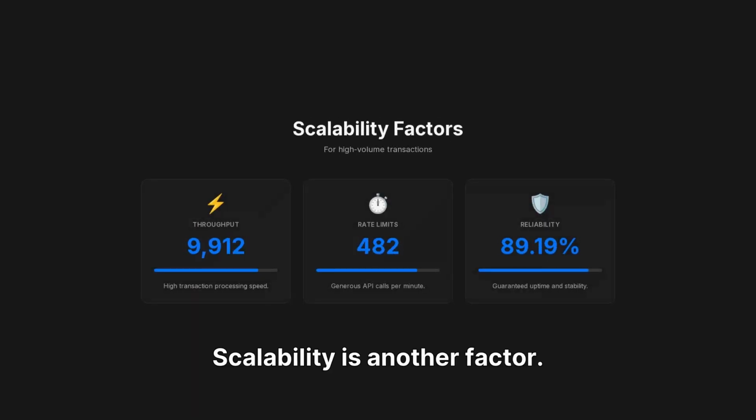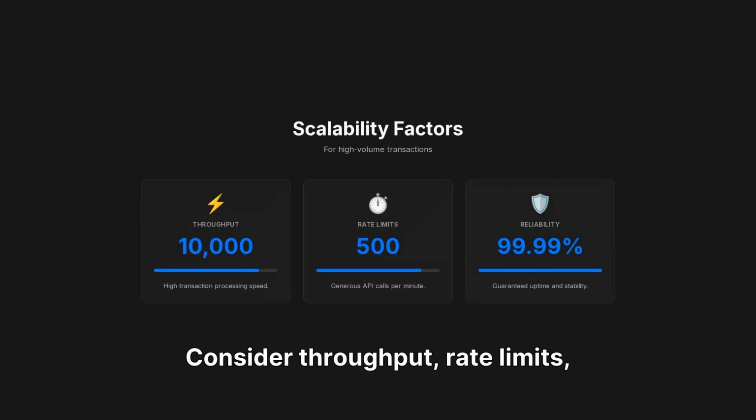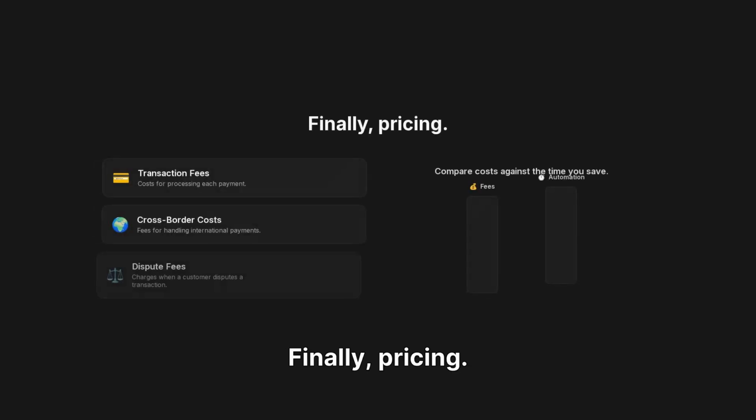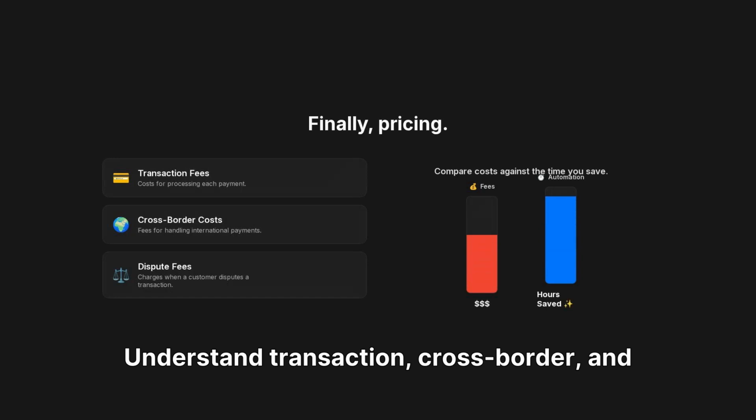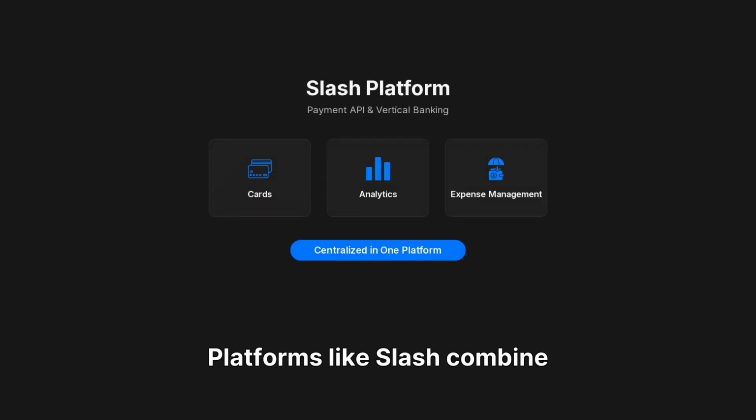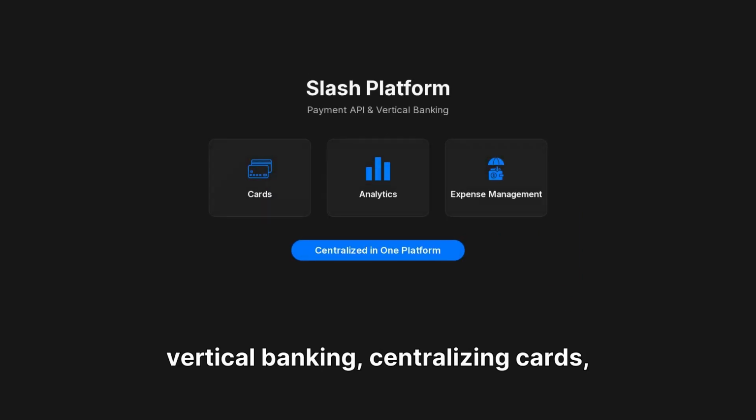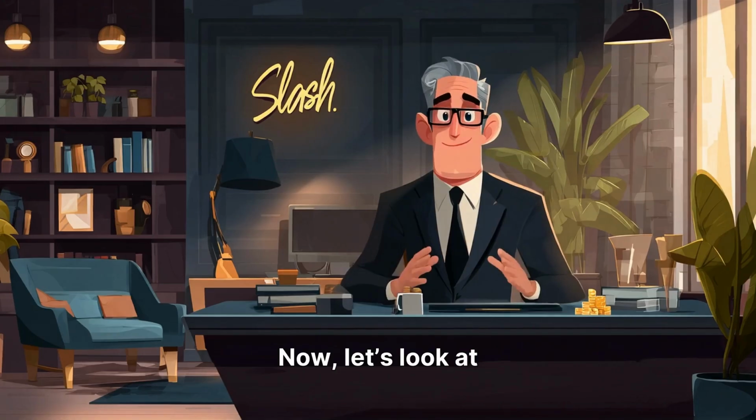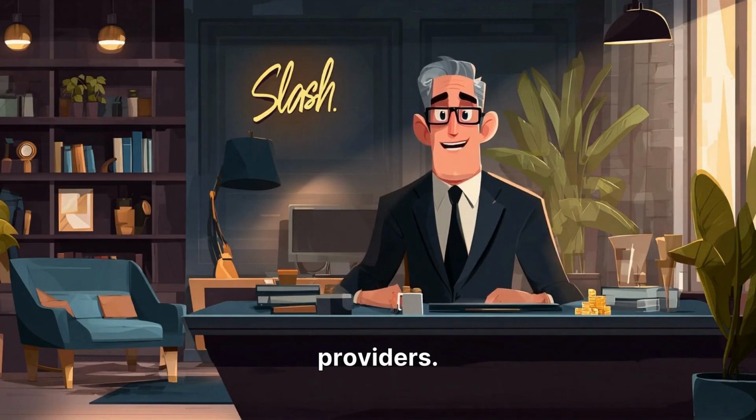Scalability is another factor. Consider throughput, rate limits, and reliability for high-volume transactions. Finally, pricing. Understand transaction, cross-border, and dispute fees, and compare them to the time saved through automation. Platforms like Slash combine a payment API with vertical banking, centralizing cards, analytics, and expense management. Now, let's look at some leading payment API providers.